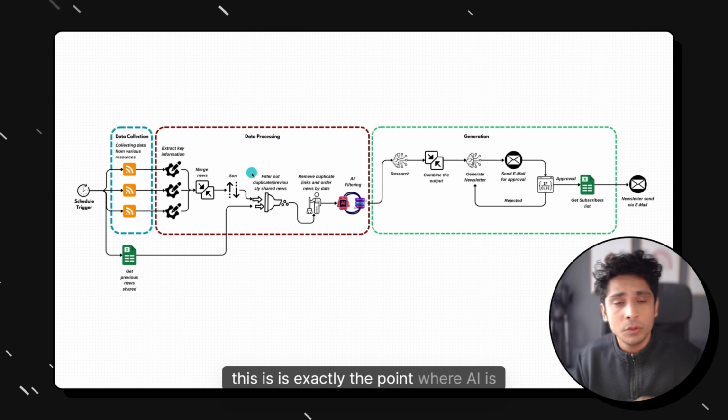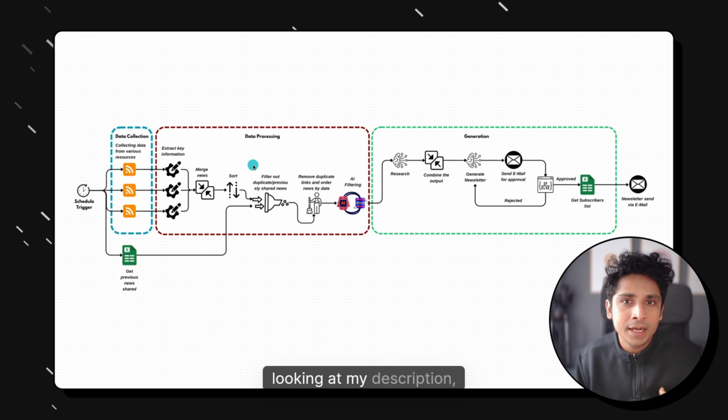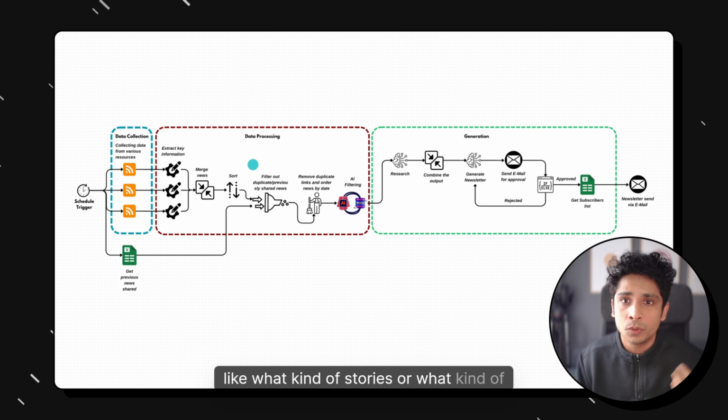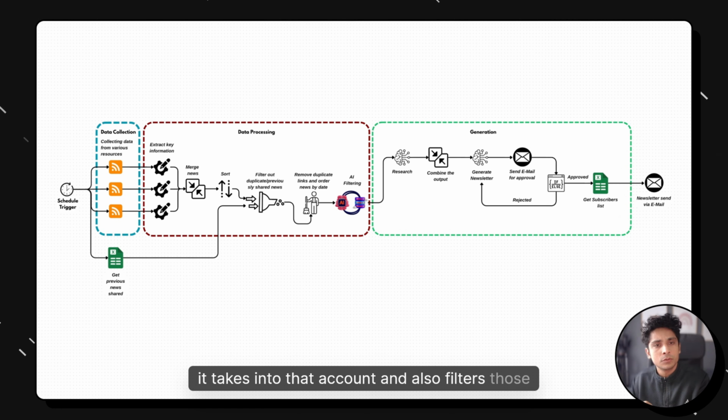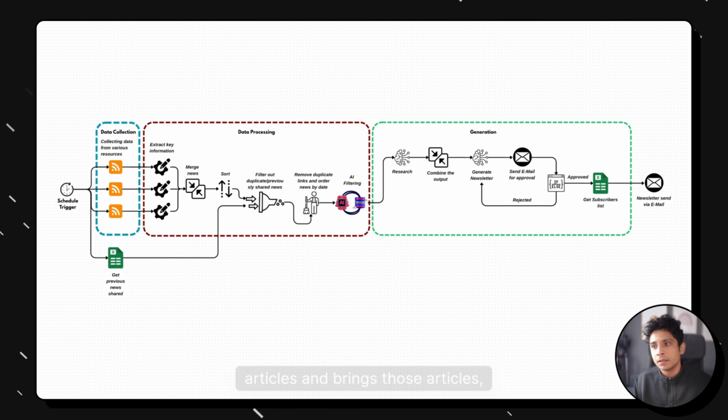This is exactly the point where AI is looking at my description of what kind of stories or technical articles I like to read. It takes that into account, filters those articles, and brings them into the generation phase.